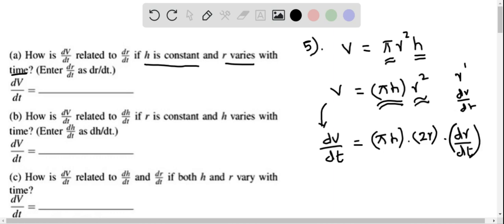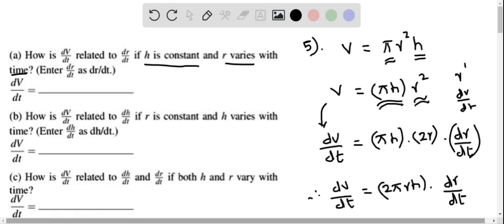Now we can simplify this. Therefore, we get dv over dt, and this equals, I can put this as 2 pi r h times dr over dt. And so this is the answer for part A. So I'm going to write dv by dt equals 2 pi r h times dr by dt.